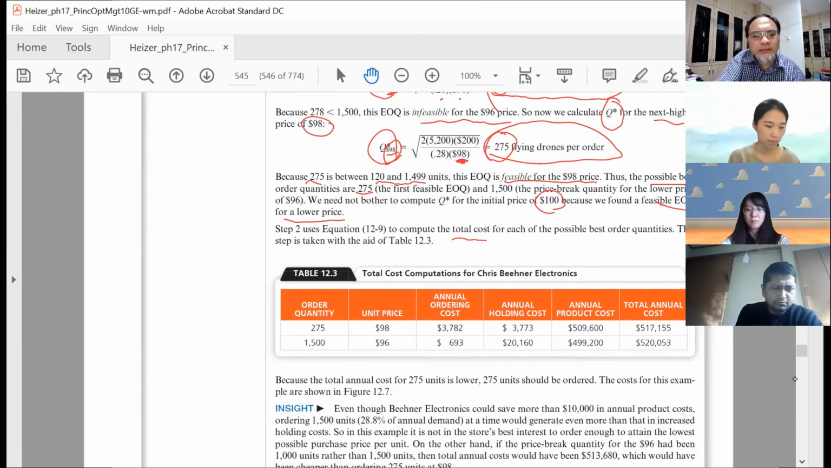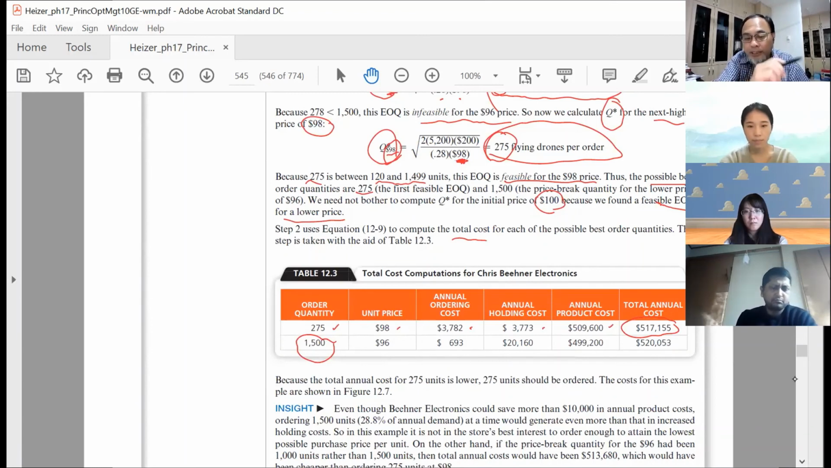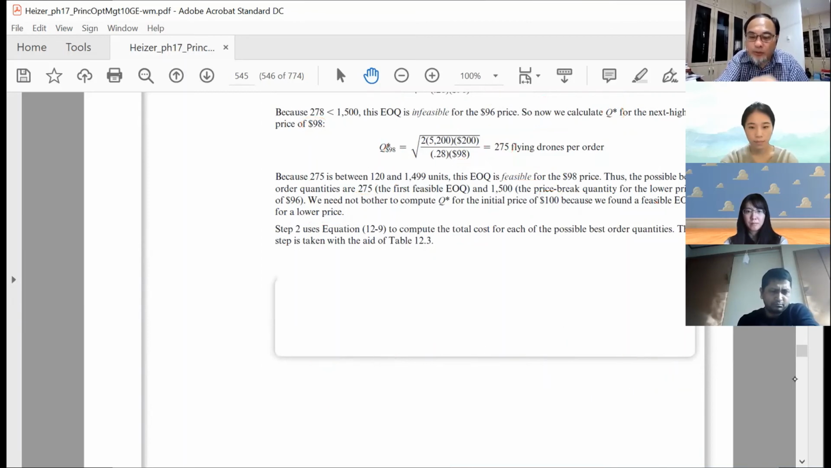Order quantity is 275, unit price is 98, ordering cost is 3,072, holding cost, annual product cost. So the total annual cost is 517,000. Total inventory cost is 517,155. If you order 1,500, remember you cannot order 278 because the price at 96 has a minimum order quantity of 1,500 to get this price. So the total cost is 520,053.